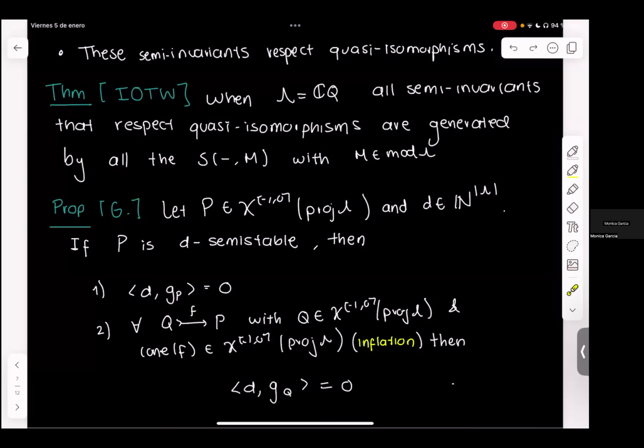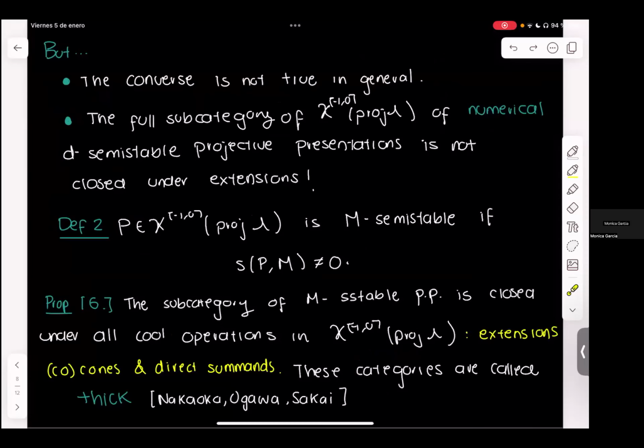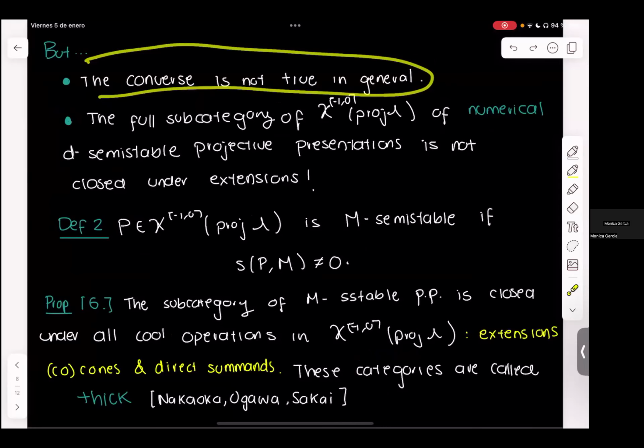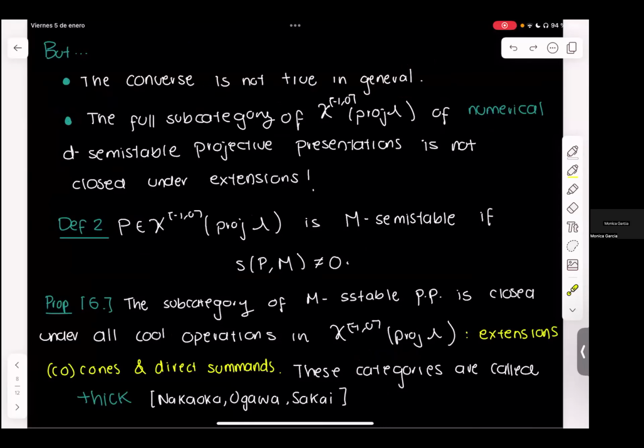Okay, is this enough? Do I get what I want? Well, the answer is sadly no, because this does not tell me, we had a necessary condition, but it's not sufficient. If I have this numerical condition, I cannot guarantee that there is a semi-invariant that is not vanishing over my projective presentation, and we have some counterexamples. And moreover, most important for me, the full subcategory of objects that satisfy the numerical condition that I saw before is not even closed under extensions. So this will not give me a nice subcategory that I could plug in the diagram that I showed you before.